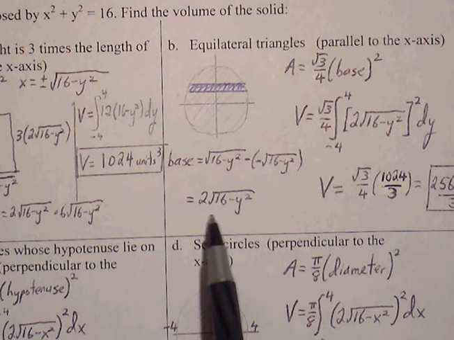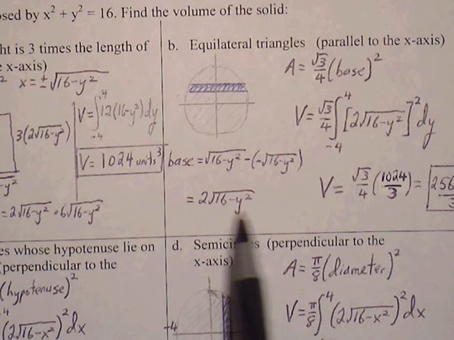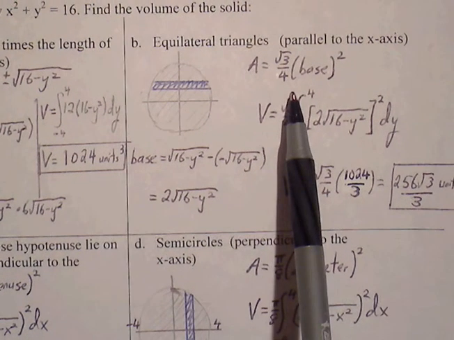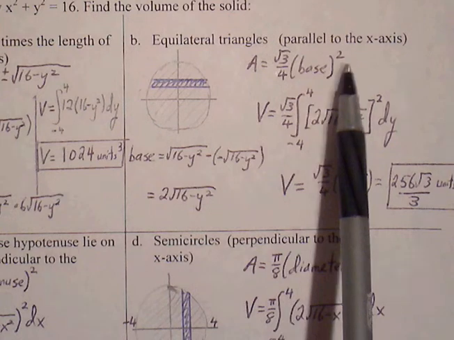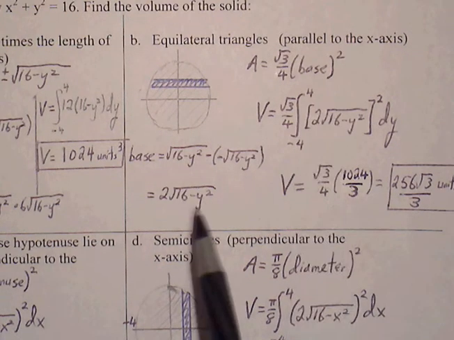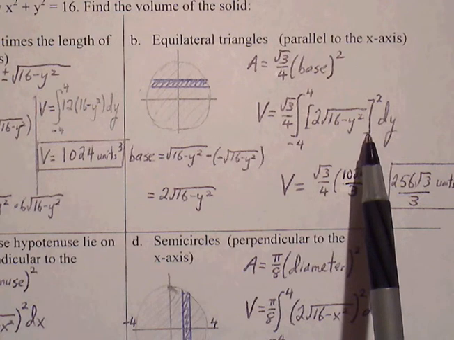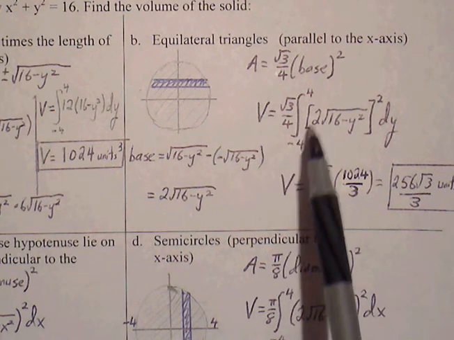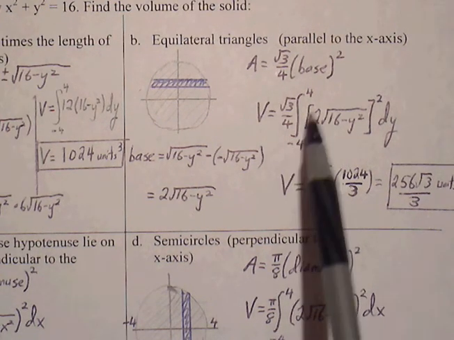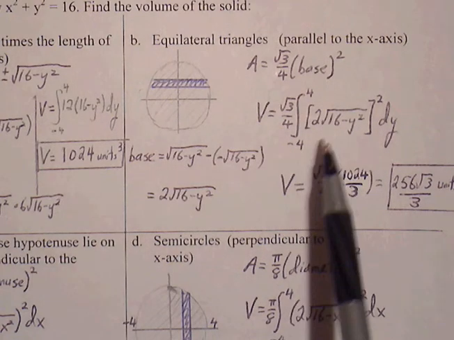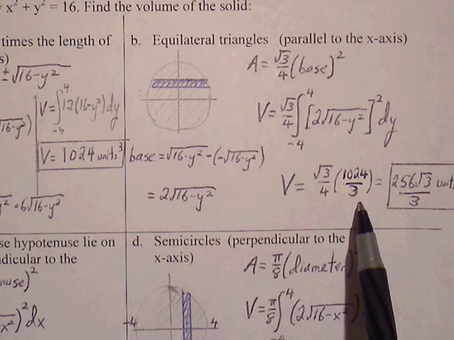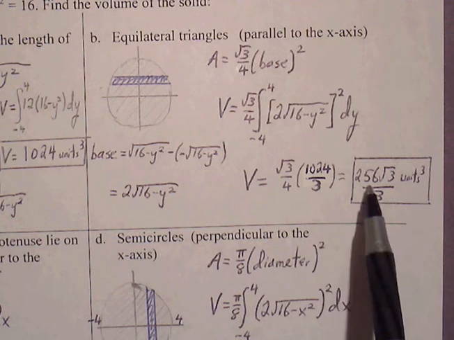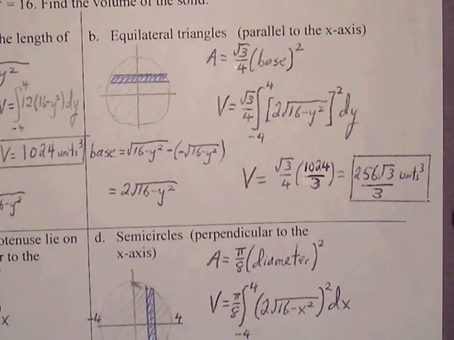But now this is no longer the base of a rectangle. This is now the base of an equilateral triangle. The formula for the area of an equilateral triangle is root 3 over 4 base squared. Now the base will be represented by 2 root 16 minus y squared. I'm going to pull the root 3 over 4 out as a coefficient, and our bounds are going to go from negative 4 to positive 4. Okay, we square what's inside the bracket. This will give us a value of 1024 over 3. Multiply this by root 3 over 4, and this combines to be 256 root 3 over 3 cubic units.